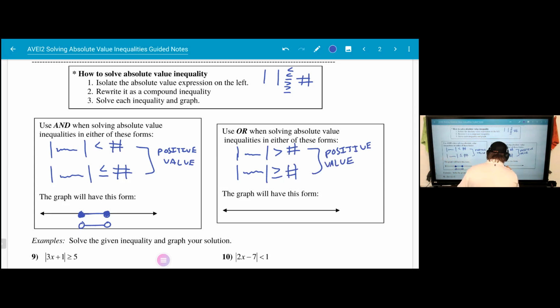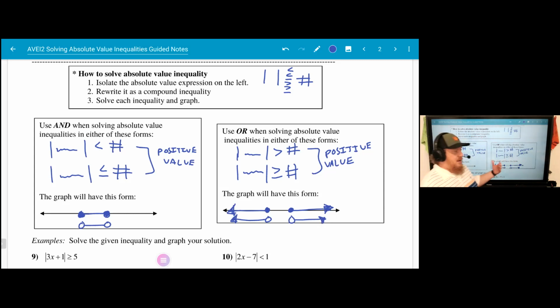So I'm either going to have closed circles and arrows pointing away from one another, or I'm going to have open circles with arrows pointing away from one another. Those are the only two things you can have if you have an "or" situation. Now, the question you might be asking is, how am I going to do this? Let's talk through a couple more problems.